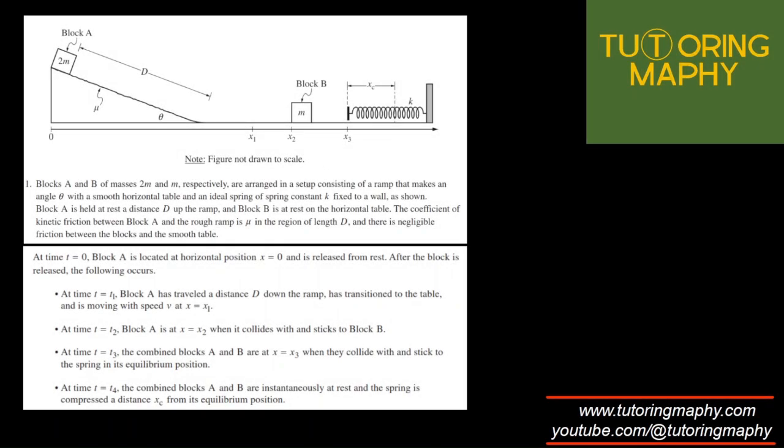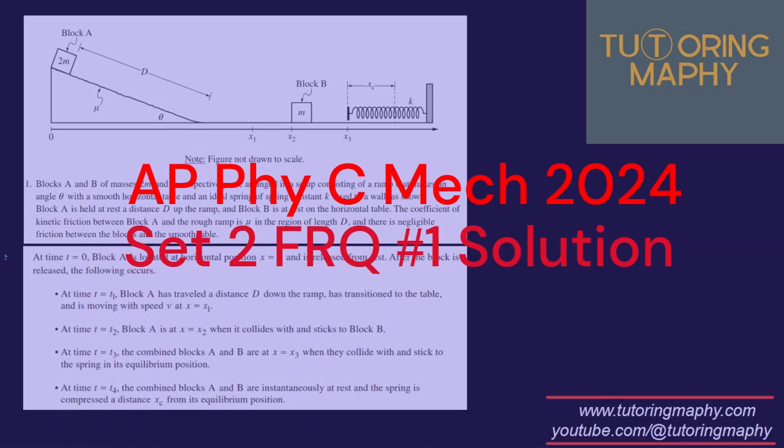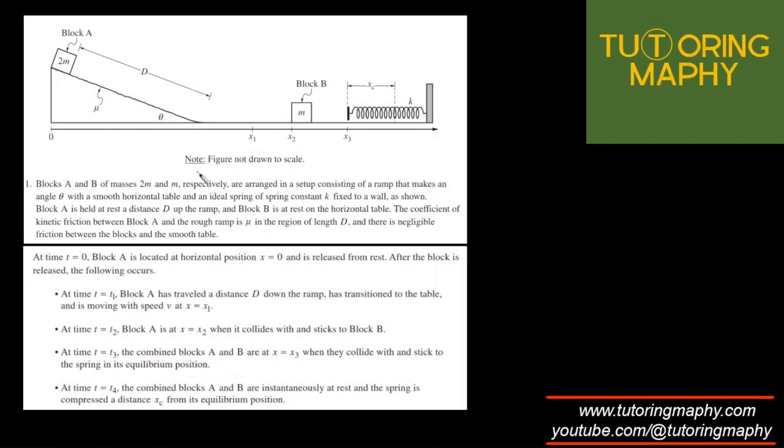This video is on AP Physics C 2024 solutions set, question number 1, the actual exam. So let's read this one out. Blocks A and B, of masses 2m and m respectively, are arranged in a setup consisting of a ramp that makes an angle of theta with the smooth horizontal table and an ideal spring constant K fixed to the wall.